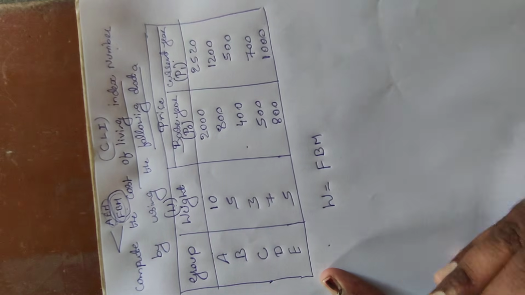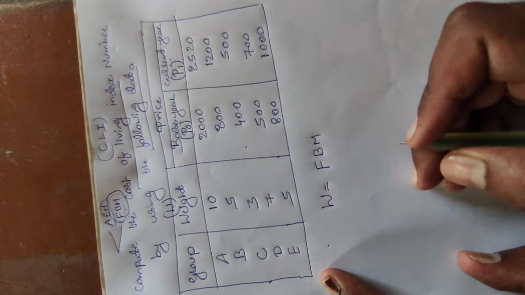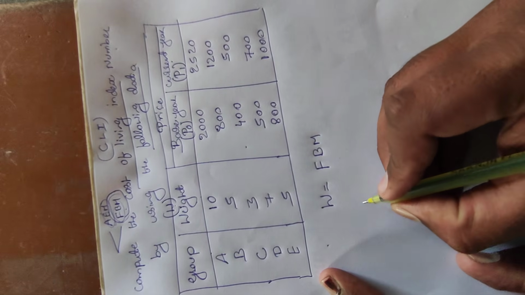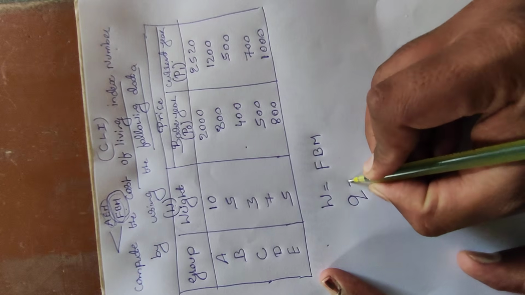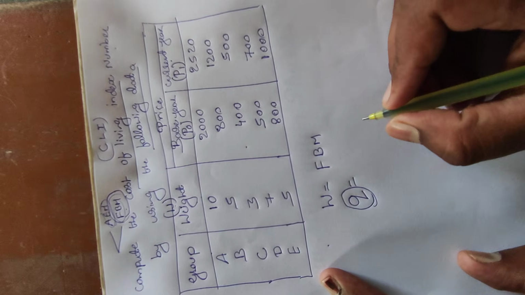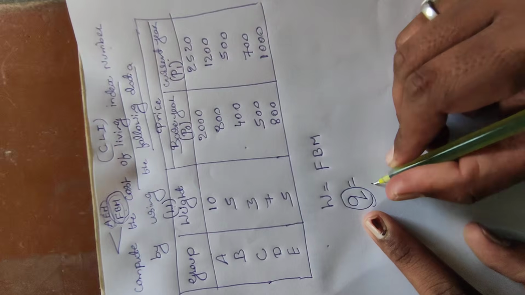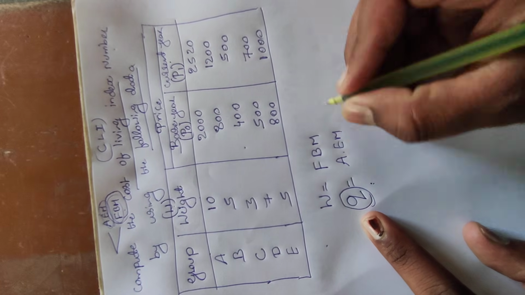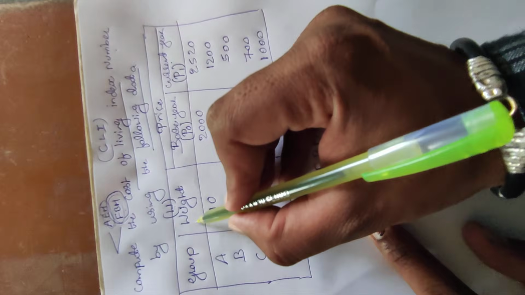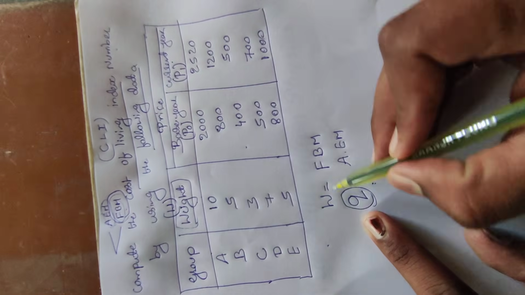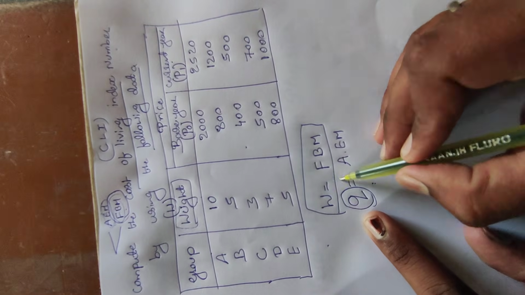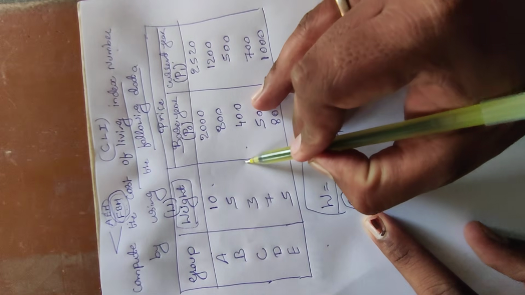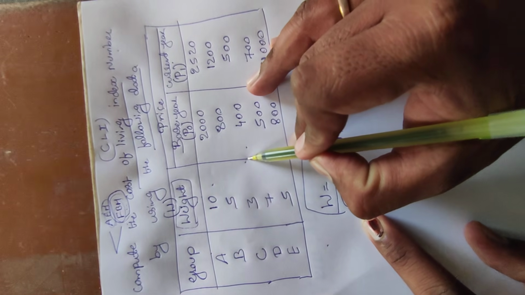In the previous video we already solved one problem. In that problem they gave the number of units, meaning quantities. When information on quantities is given, we should apply the aggregative expenditure method. In this problem they give the weightage, meaning W. That is the reason the family budget method is the suitable method of solution for this problem.